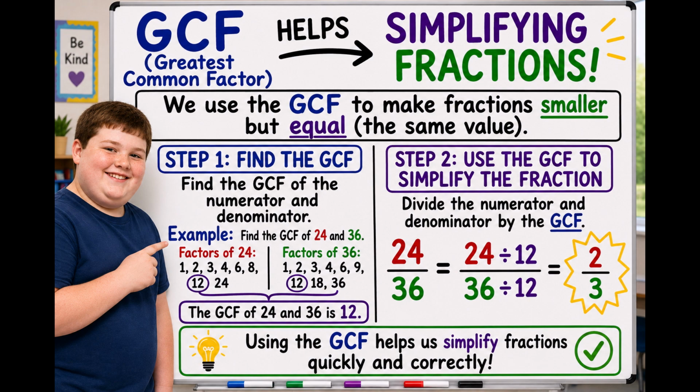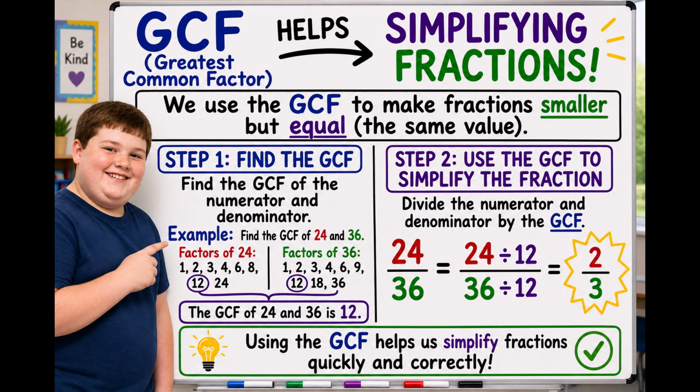Step 1, find the greatest common factor of 24 and 36. The greatest common factor is 12 because it is the largest number that divides both numbers evenly. Step 2, divide both the numerator and the denominator by 12. 24 divided by 12 equals 2. 36 divided by 12 equals 3. Therefore, 24 over 36 gives us 2/3. It's just that simple to simplify.